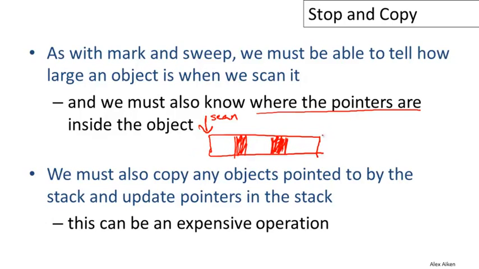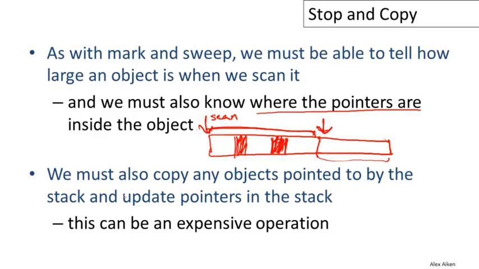And similarly, once we scan this object, we need to be able to advance our scan pointer just past the object so that we can find the beginning of the next object, and that's why we need to know this size. So we need to know that size so that the scan pointer can be moved past the object and we can find the beginning of the next object.